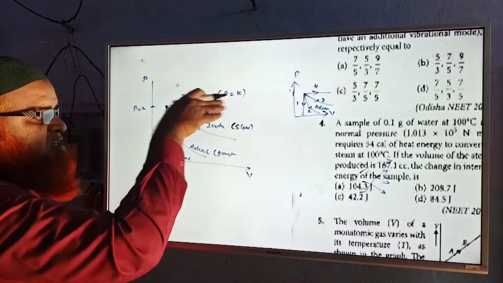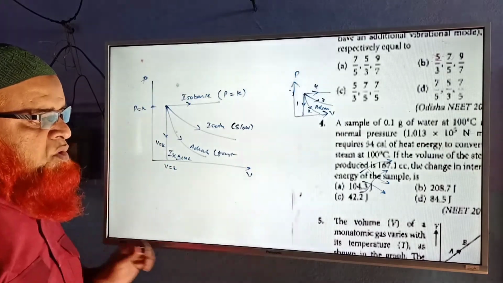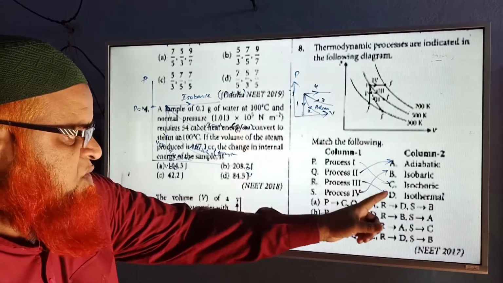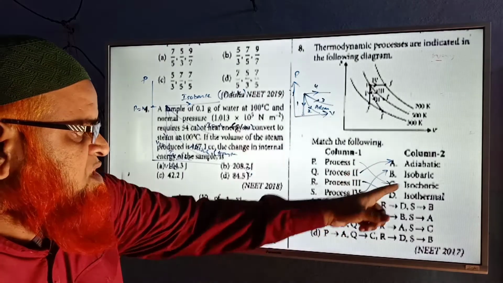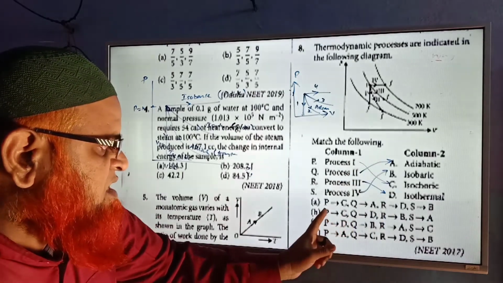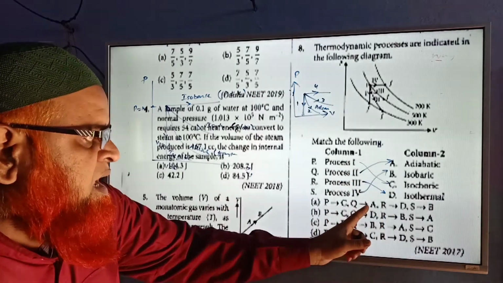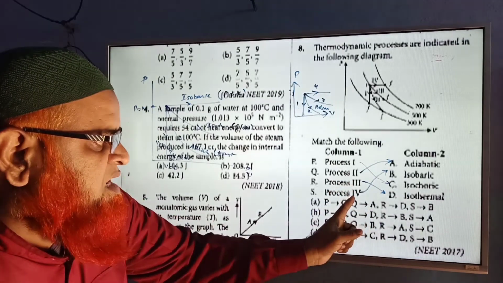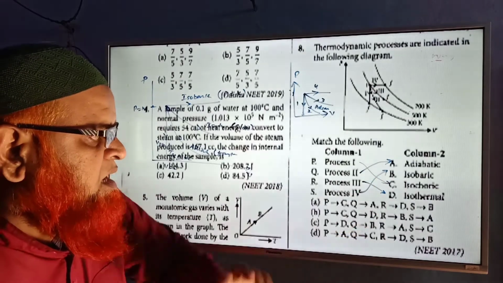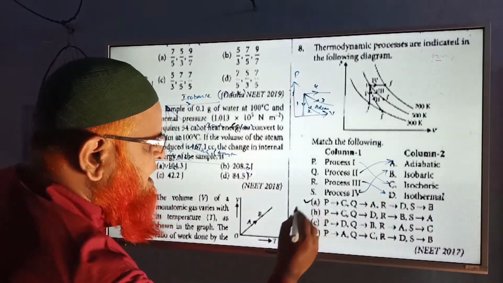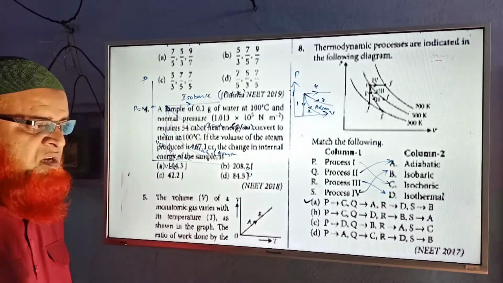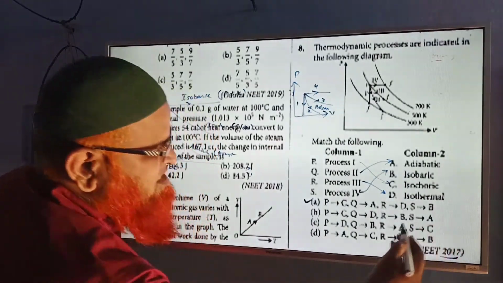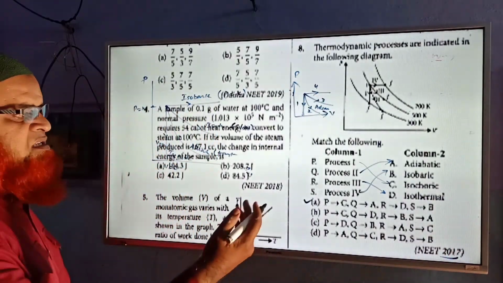This is isobaric, and this is isochoric. So process 1 is C, process 2 is A, process 3 is D, and process 4 is B. So the correct option is option A, which was asked in 2017. It is a very simple problem.